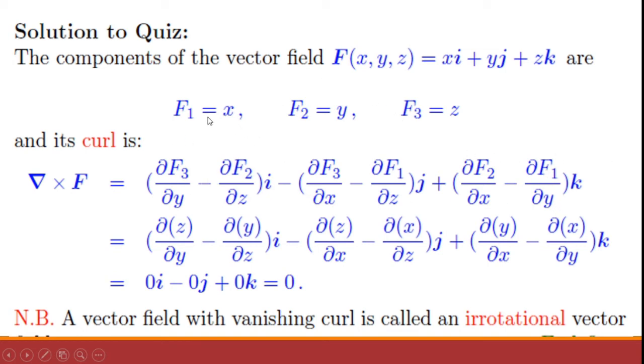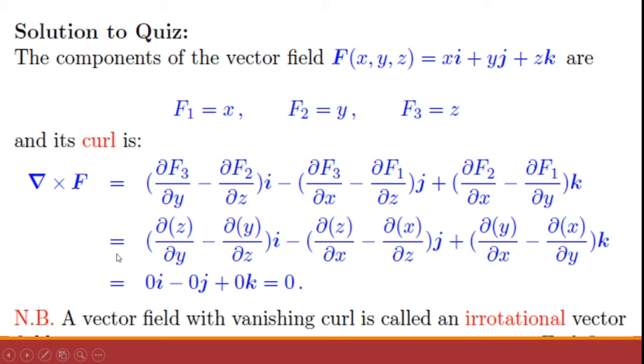Substituting the values of f1, f2 and f3 wherever required. The f3 value is z, so in place of f3 I have substituted z. So ∂z/∂y minus, here there is f2. The f2 value is y, so I have substituted y. So ∂y/∂z into i cap. In the same way, similarly we have to substitute the values of f1, f2 and f3. After substituting, the equation will be in this way.